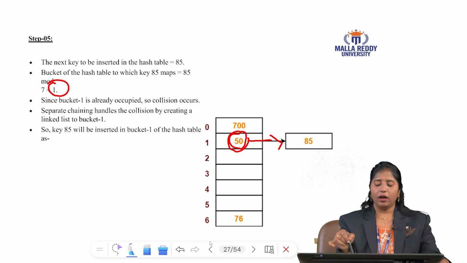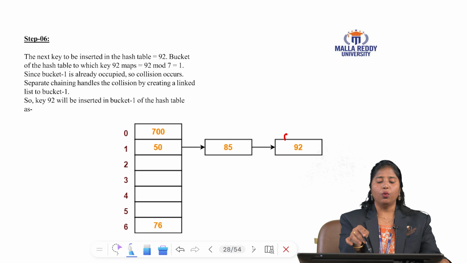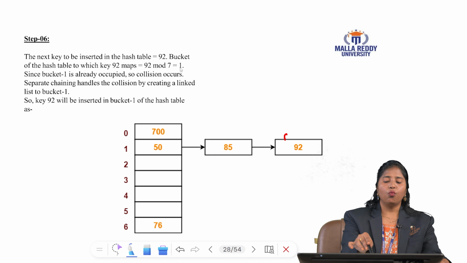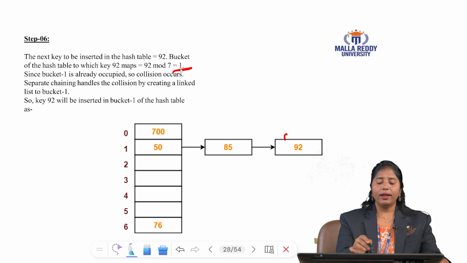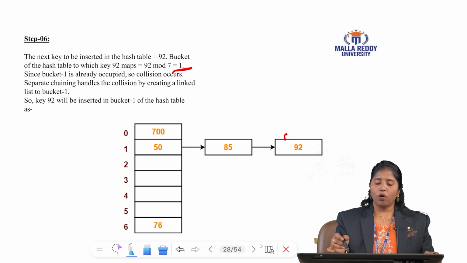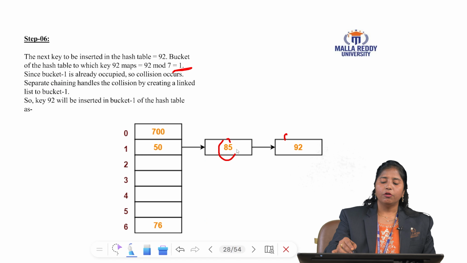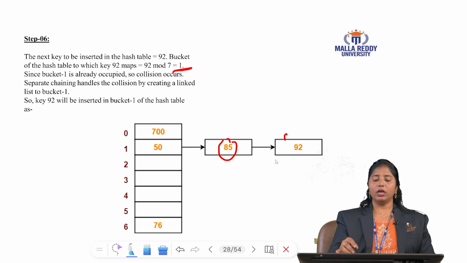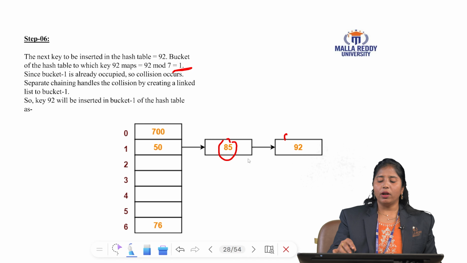Next element is 92. 92 mod 7 gives 1 again. At index 1, 50 is already placed, and second we stored 85. So one more collision occurred, and again we form a link. One more link here, and 92 is placed here.